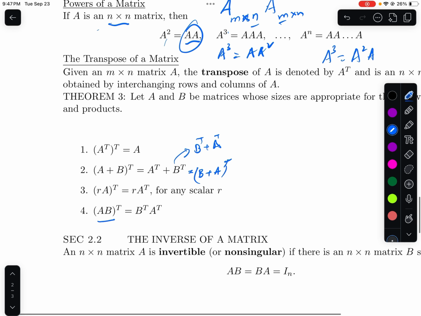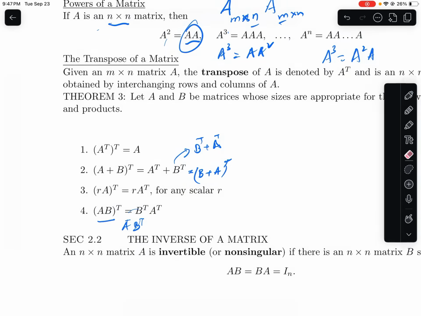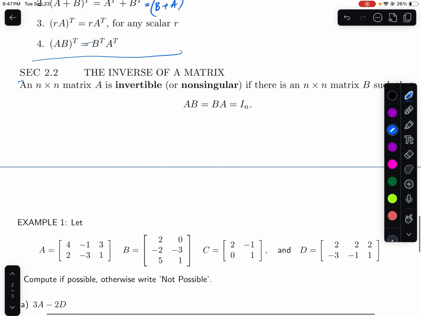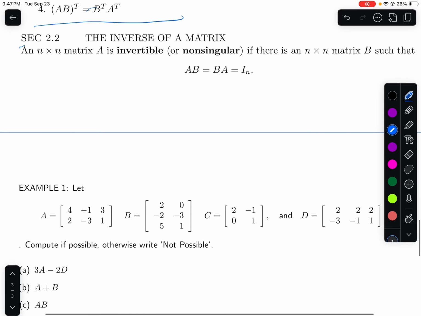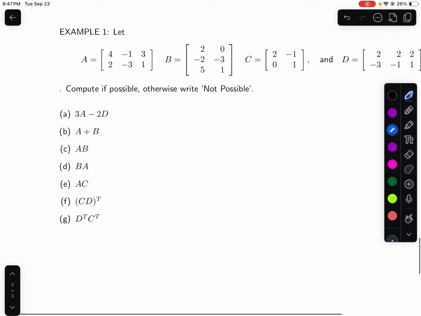R times A whole transpose. If you have a matrix multiplied by a scalar and you want to take the transpose of that, it will be the same as if you first took the transpose of A and then multiplied by the scalar. The transpose of the product: note here, it doesn't come out as A transpose times B transpose, as you would expect, but it gets reversed. So the transpose of a product is the product of the transposes of each matrix, but in the reverse order.